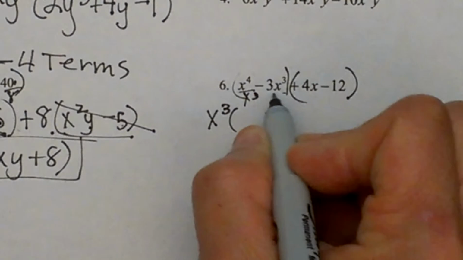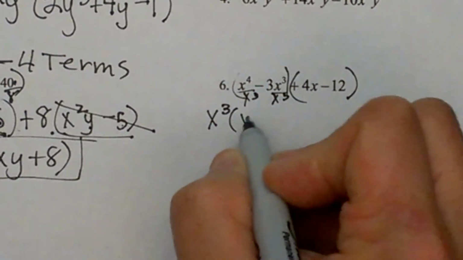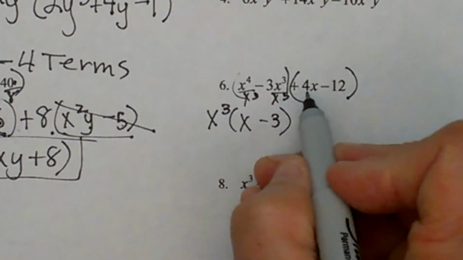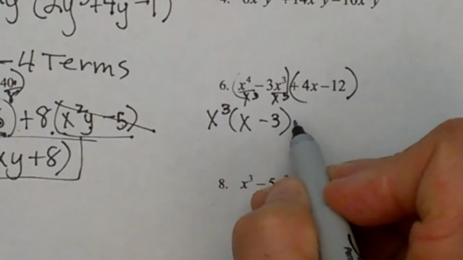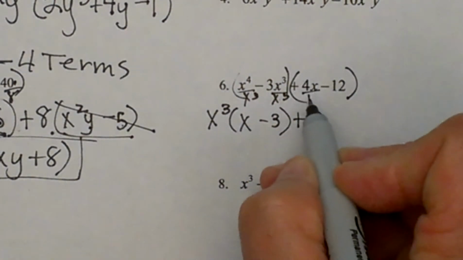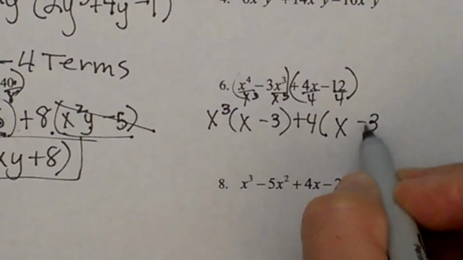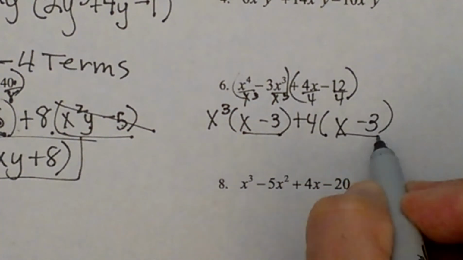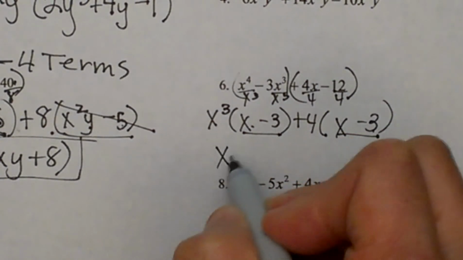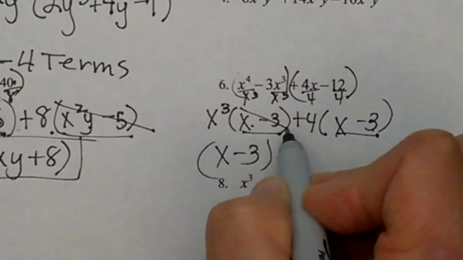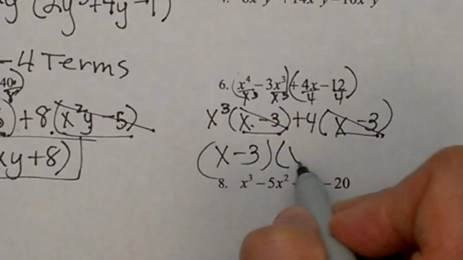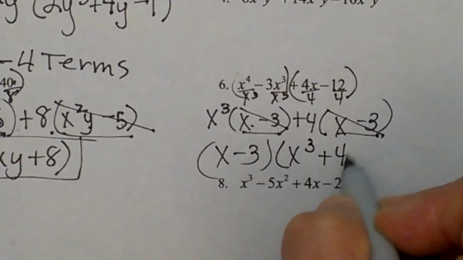Dividing both of these by x cubed, what am I left with? x minus 3. Out of the back, what can I factor out? I can factor out a positive 4. So let's take a 4 out of each one of these, and that leaves us with x minus 3. Now notice I have 2 x minus 3's as factors, so let's take the x minus 3 factor out, and what are we left with? We're left with x cubed plus 4.